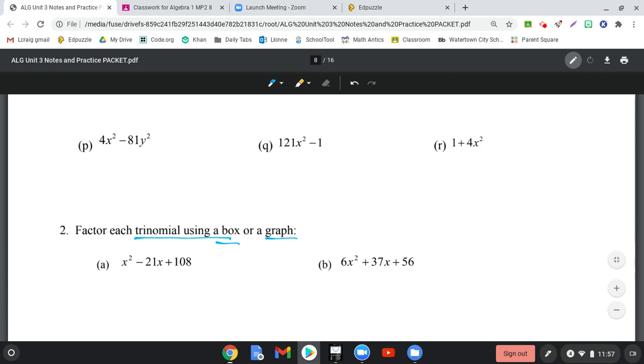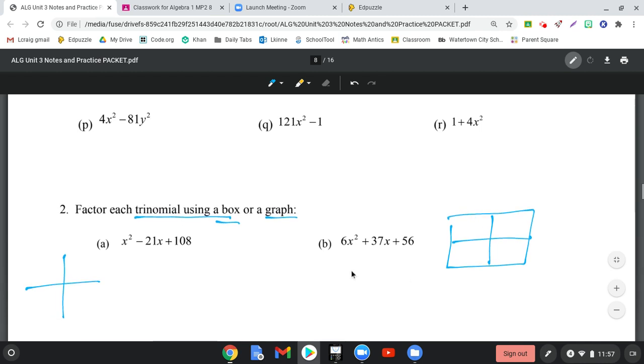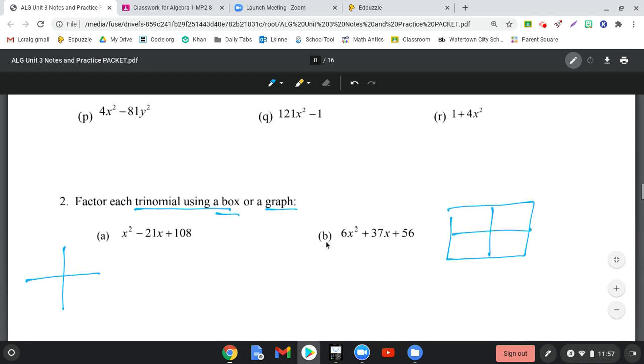All right, remember, if it's just x squared, put it into your graphing calculator and see where it's going to cross. But for this guy, you're going to need to do your box method. So use those steps. Remember, first term, last term, multiply, and you can use your calculator from there. If you need to, take a look back at lesson 3-2 for help.